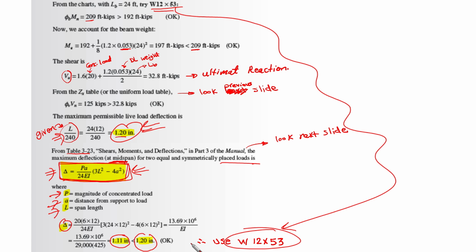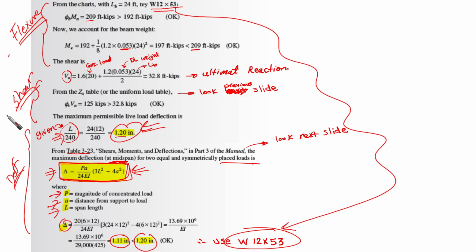We can use wide flange W12 by 53. It is going to be the most economic because it is the lightest, and it fulfills 3 different criteria for us, which are flexure, shear, and deflection at the end. So we have the three main criteria that we need to check in this order, and we have used the charts.